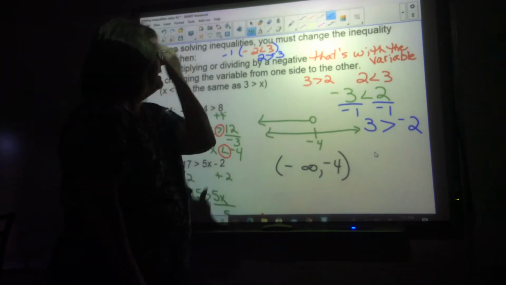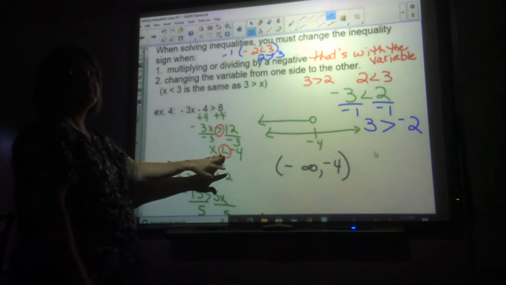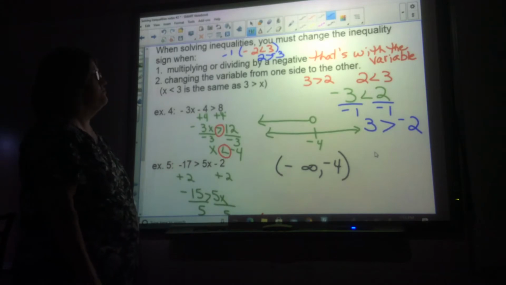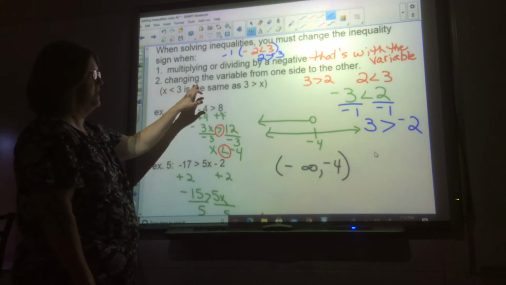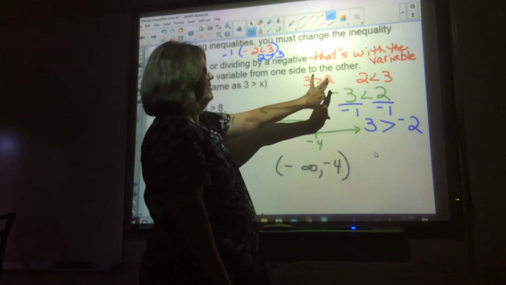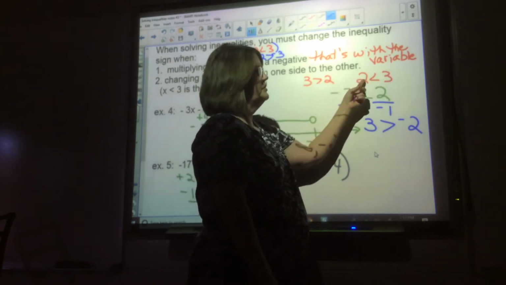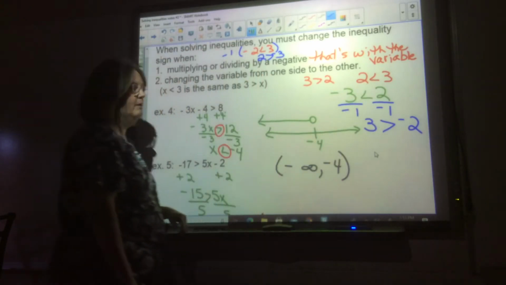So when we divide by a negative, we have to flip the inequality sign, because if we don't, the statement is no longer true. The same is true when we are changing the variable from one side to the other. 3 is greater than 2 is a true statement. And when I flip it and put 2 over here and 3 over here, 2 is not greater than 3. So I have to flip the inequality sign. That's why we flip them.